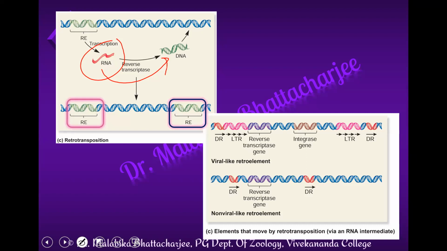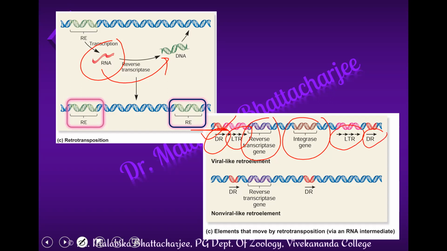So it has the reverse transcriptase gene and the integrase gene, which helps in integrating the complementary DNA. Now, there are two categories of retrotransposons. One is the viral-like retro elements. As you can see, there is this direct repeat, then another element known as long terminal repeats, which are found in viruses, and then again there is this direct repeat.